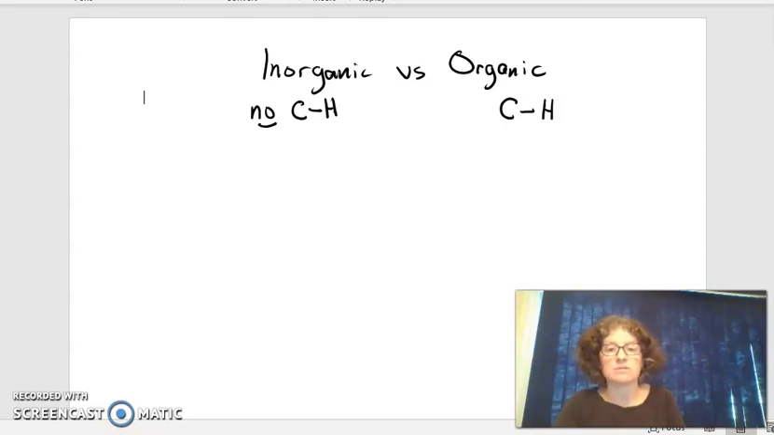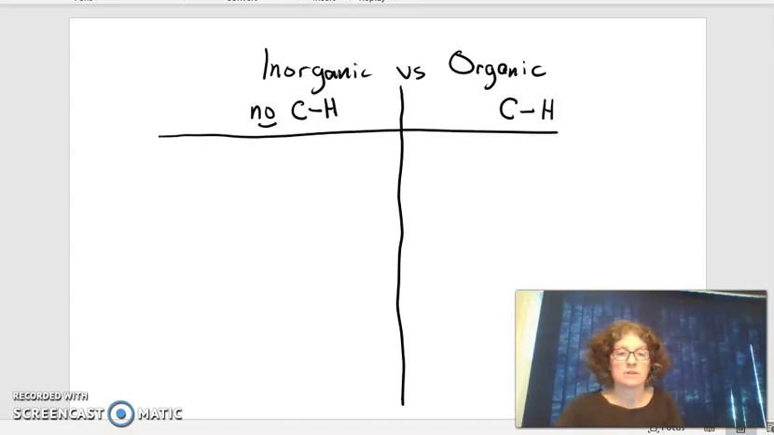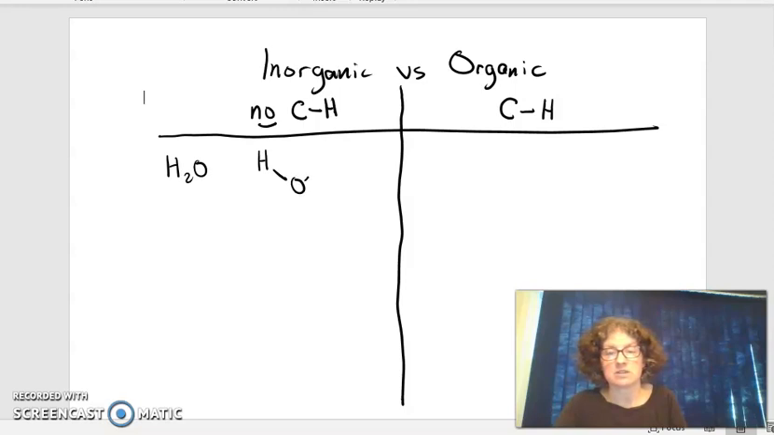Okay, so now if we go towards examples of inorganic versus organic, and we just make a little T-chart. Okay, so let's talk about water. We know water is a really, really important molecule for life. We talked about that in a different video. That would go on the inorganic side. So we have H2O, and the structure of it is here we have the hydrogen atoms connected to the oxygen by covalent bonds, and you don't have any carbon, and it's definitely inorganic.